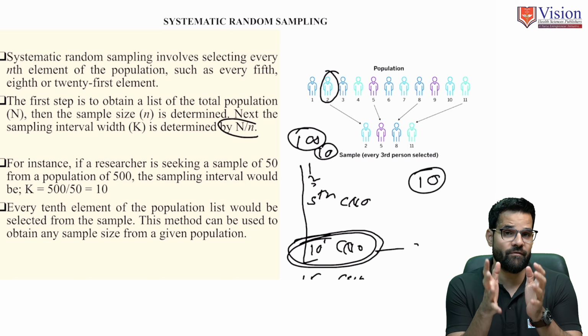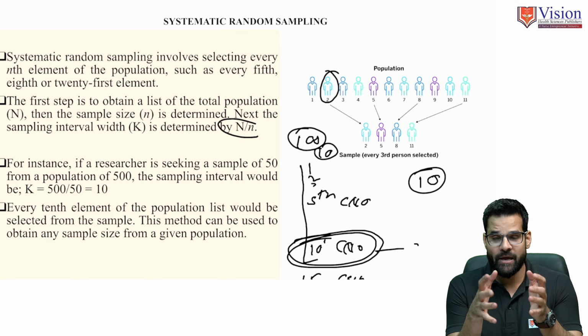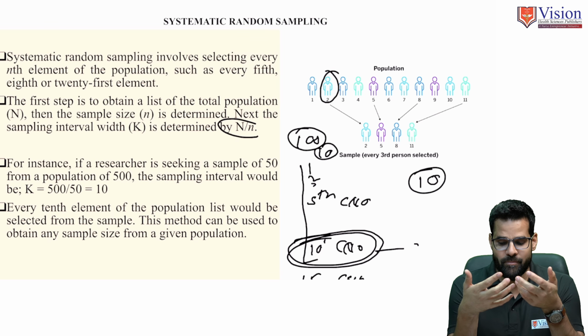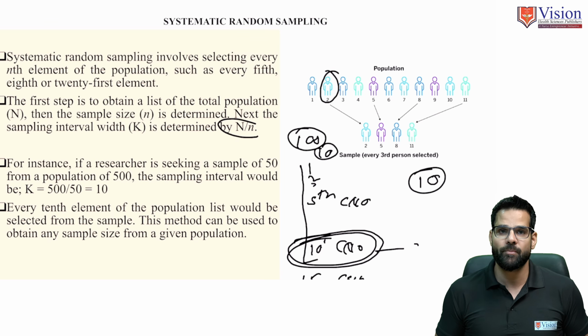Of course, these are very, very effective, and I always suggest and prefer that you go for non-probability sampling only when probability sampling is not possible.